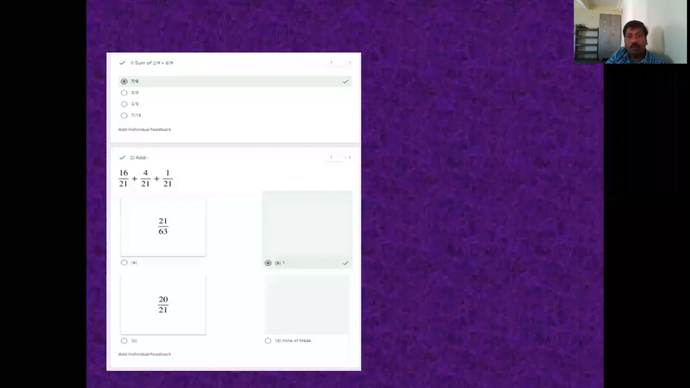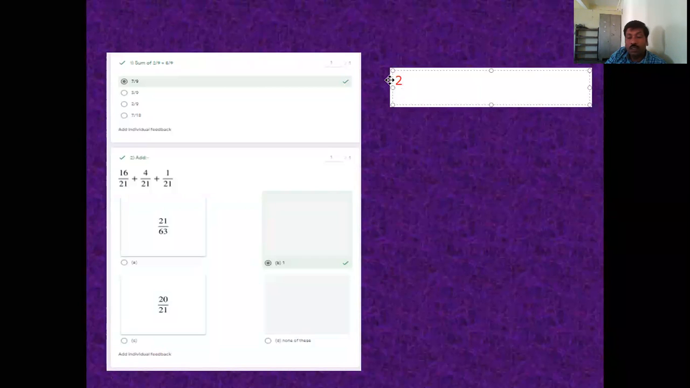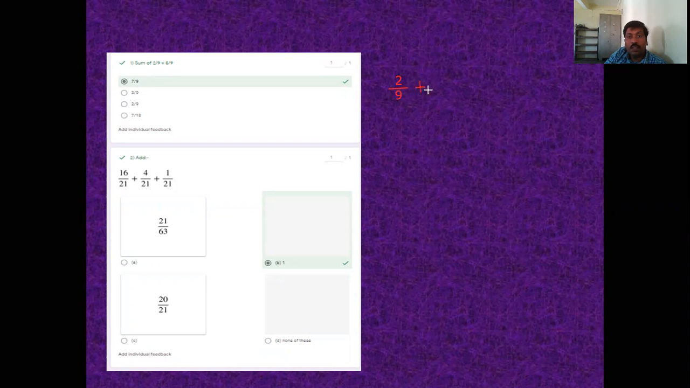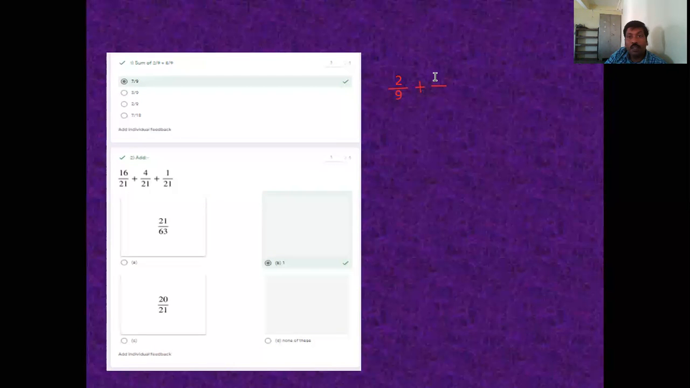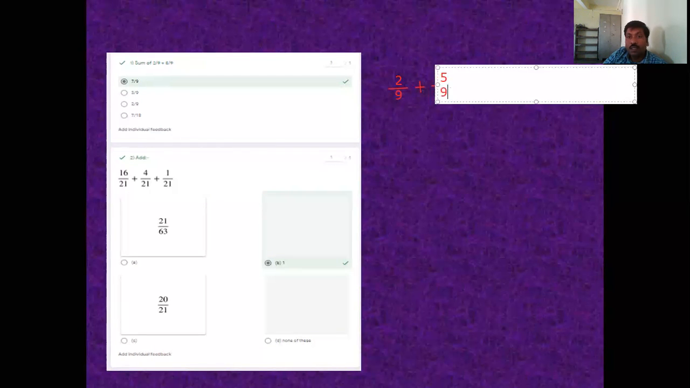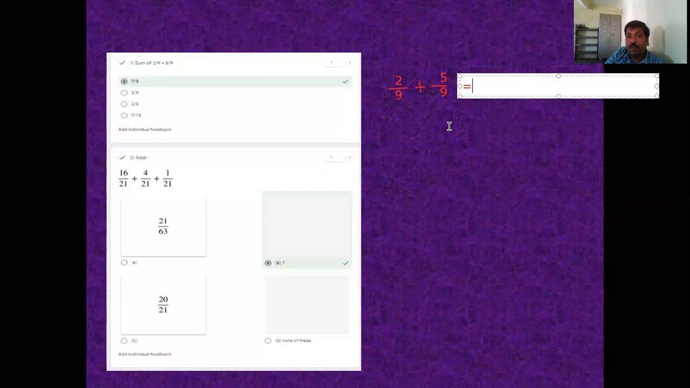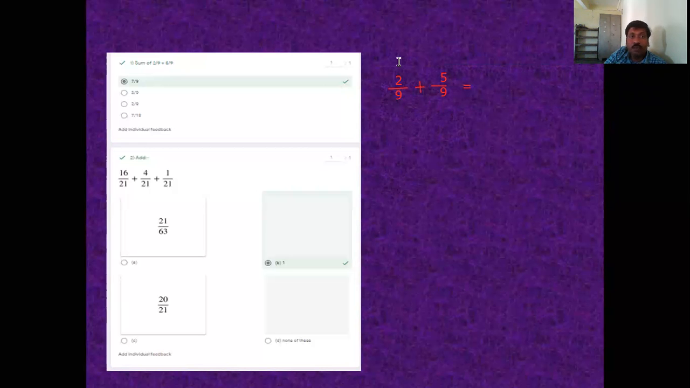So how can we add them? We can write it in this way: 2 by 9, and here is the plus sign, and now another fraction is here, 5 by 9. In both the fractions, you see that the denominators are the same, 9 and 9. So we can add this type of fractions in this way.